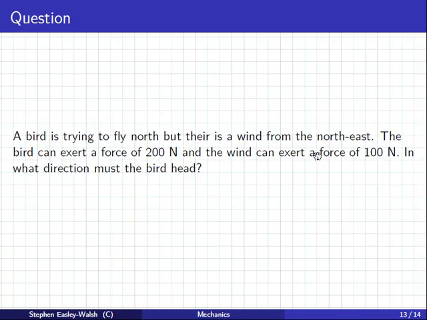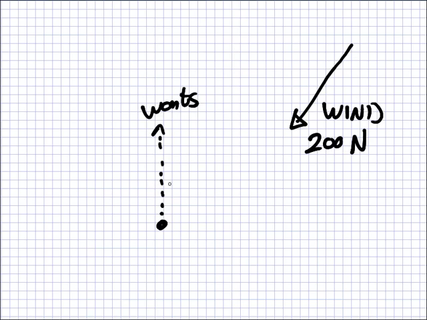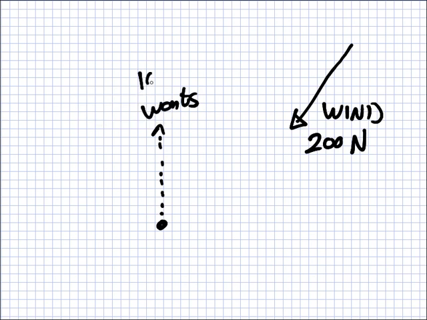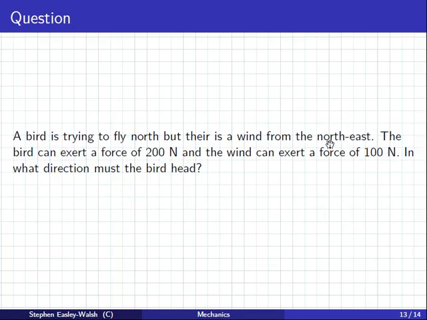So my question is, in what direction must the bird head? So what angle must it head at here? Okay, and the bird can fly at 100 newtons of force, we'll say. Okay, maybe we'll do this one together. So what I would do here is, I would first resolve the wind into this direction and this direction. So this is 200 cos 45 and 200 sine 45. What's 200 cos 45? It's the same as the last question.